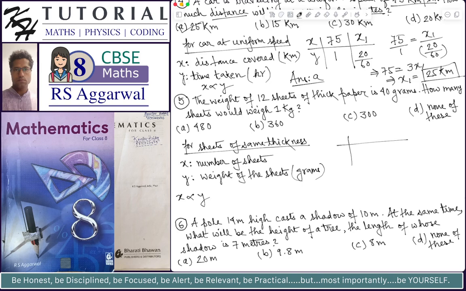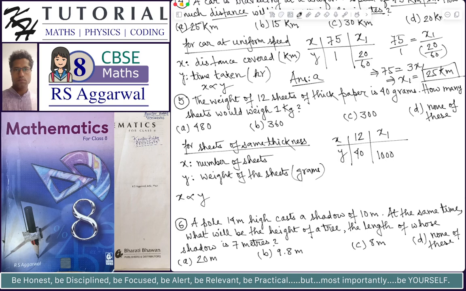Now if you tabulate some data, x, y, it is given 12 sheets, the weight of 12 sheets is 40 grams. It is asking how many sheets would weigh 1 kg. Now we have considered the weight of the sheets in grams, so while entering the value of 1 kg in the table, you have to convert 1 kg to grams, which is 1000 grams. Let us assume that x1 sheets will weigh 1 kg. So we have this table.